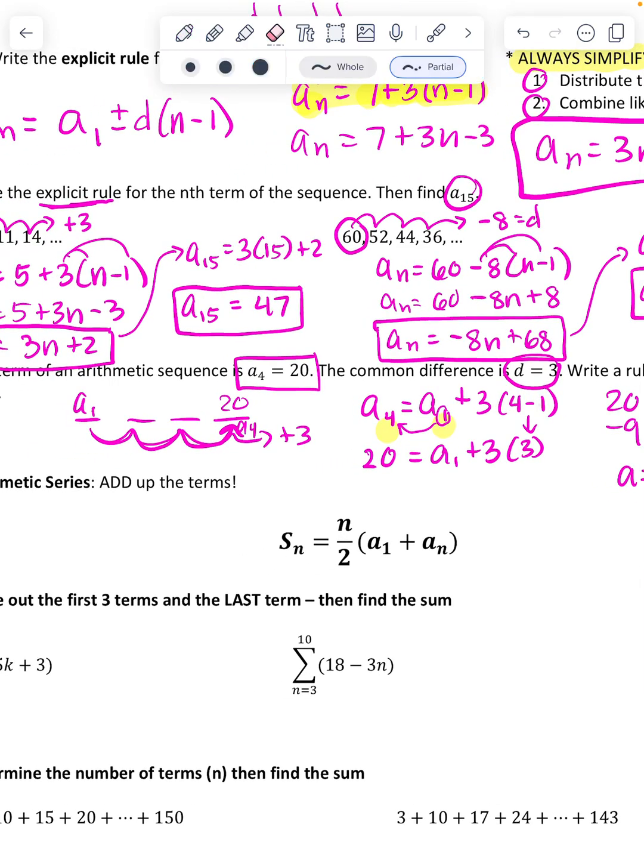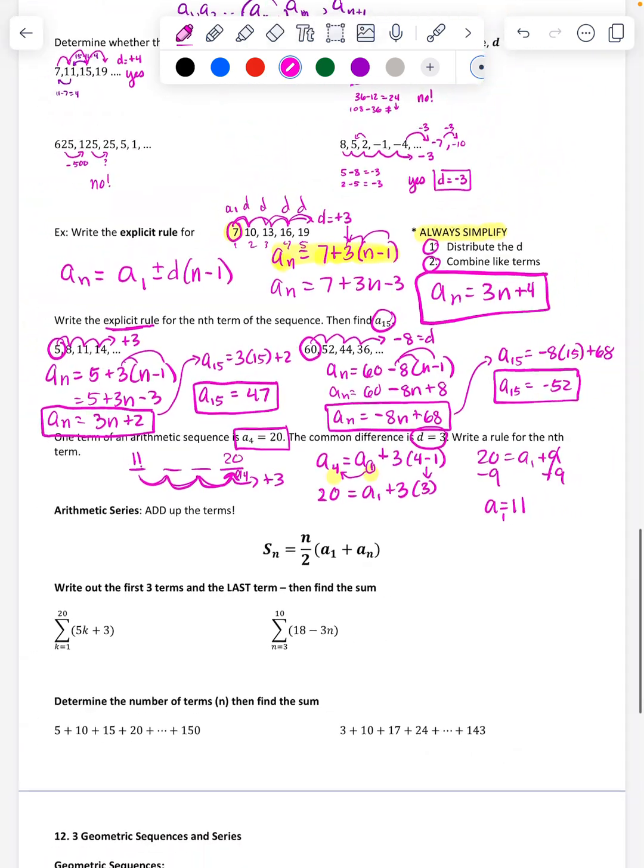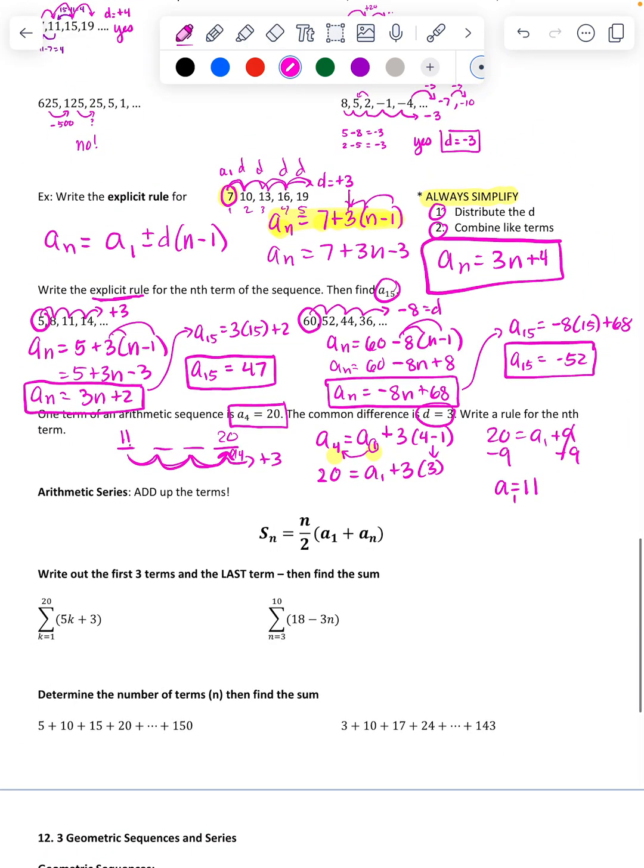Okay, now that I know the first number is an 11, I'm able to go ahead and write out that equation that we've been using. I can say, all right, I'm going to erase some of my work here. I'll cram it in. A sub n equals the first number that I now know plus the common difference, n minus 1 times. So I had to find that first term.